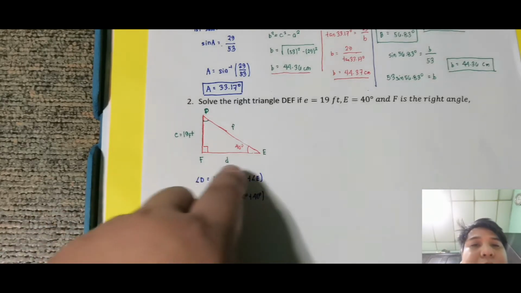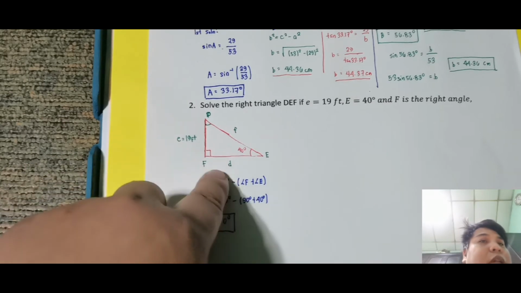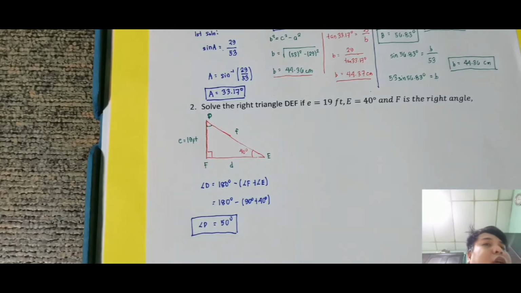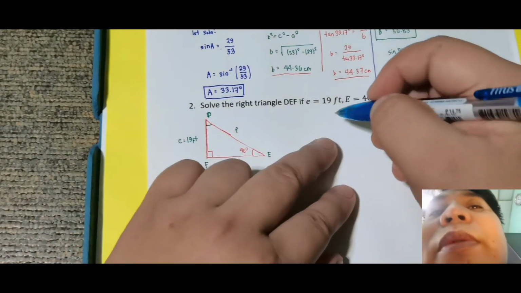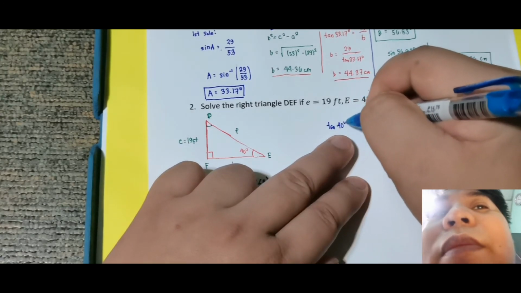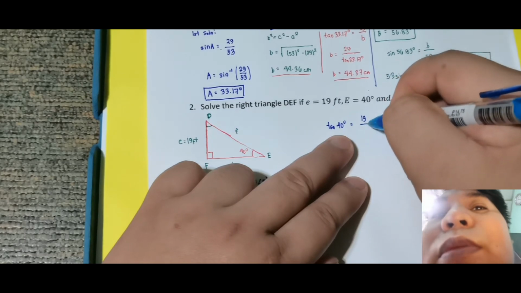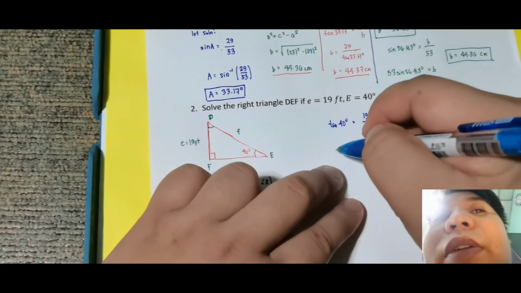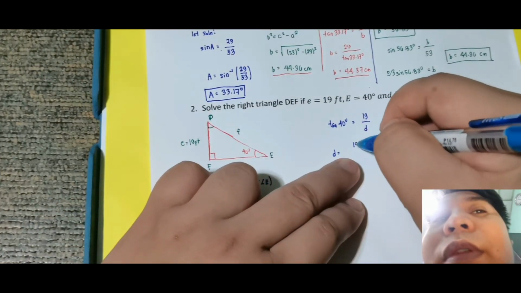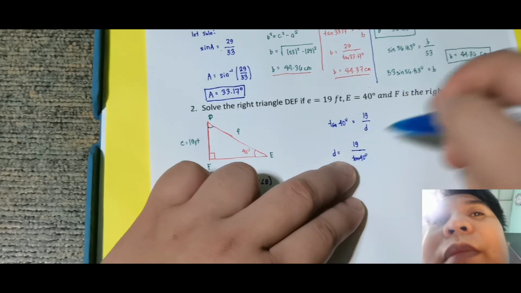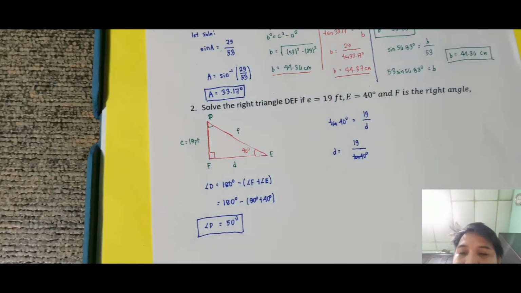So what if ang gamitin mo tangent ng 40, opposite over adjacent, mahanap ko si D. Pangalawa, sine, opposite over hypotenuse. Yun yung mga possible para mahanap. So per una, gawin ko, this is tangent 40 degrees is equal to 19 over D, that is opposite over adjacent. Manipulate lang konti, that is D is equal to 19 over tangent 40 degrees. Then calculate.